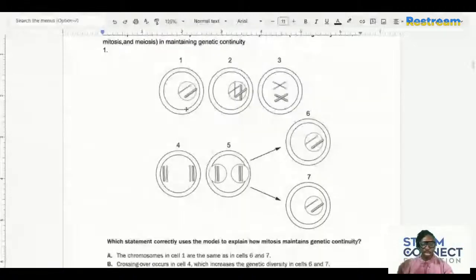The chromosomes in cell 1 are identical to what I see at the end in the brand new cells at the end, which are 6 and cell 7. Okay. What you start with, you need to end with in mitosis. They should look exactly the same. If they don't look the same, then you know the question is not related to mitosis. It's related to meiosis, however you want to say it. Okay. If they're different, then it's meiosis. If they're the same, it's mitosis.